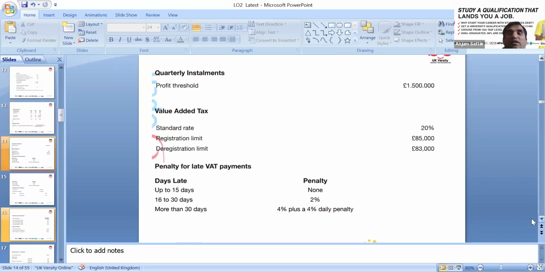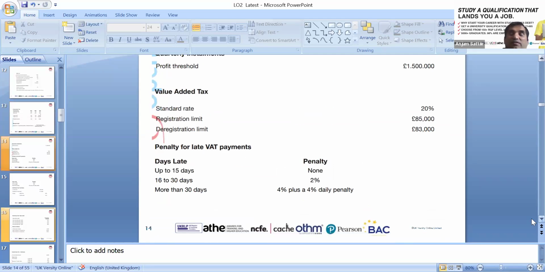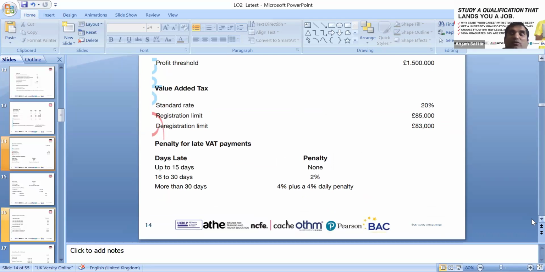Okay, then profit threshold, quarterly installment, value-added tax VAT is 20%. If your turnover, the sale value total, is 85,000 or more, then it is compulsory to be registered. And if you're below 83,000, you can deregister. Yeah, registration. If you want voluntary registration, then of course you can as well.